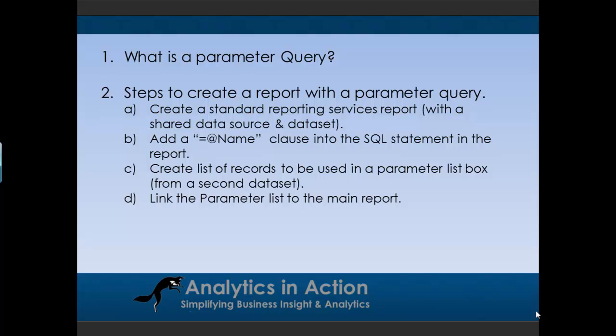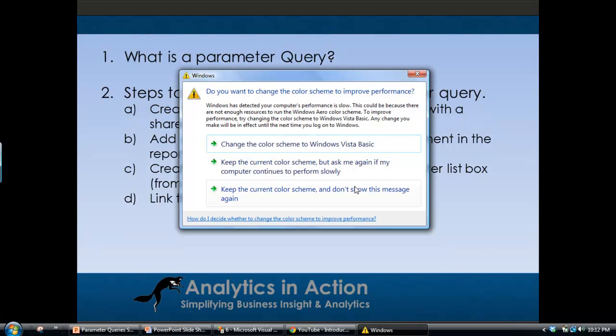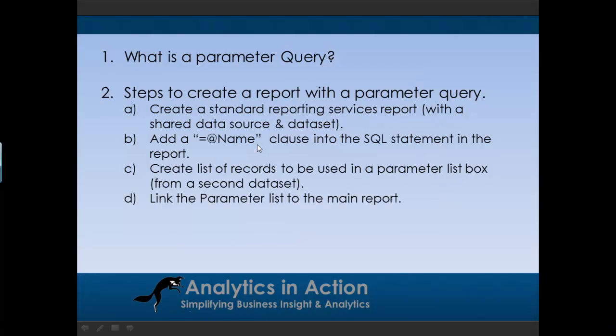So there's four steps there. First of all, creating a standard Reporting Services report, and that contains a shared data source and an associated data set. Then we need to edit the SQL statement behind that report so that it knows there's a parameter. It's going to be a parameter query basically. Then we create a second data set that has a list of, I suppose, values that are going to be included in the pull down list, and then the final step is to link the parameter list back to the main report.